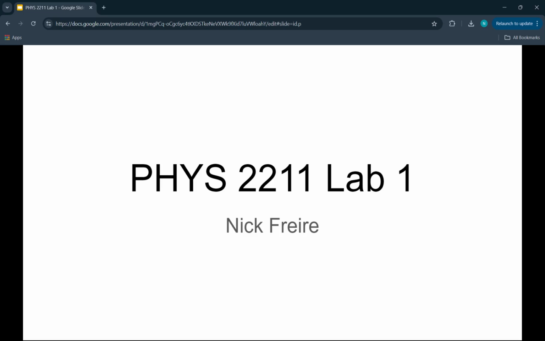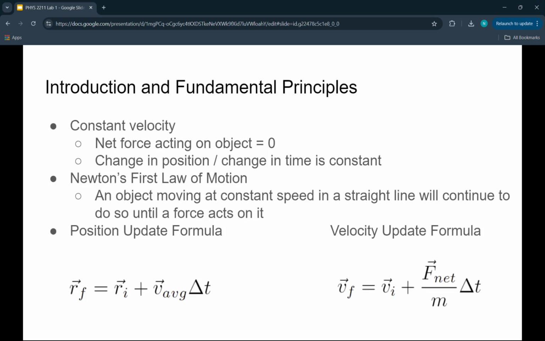Hi, this is Nick Fryer, and today I'm talking about Lab 1, which has to do with constant velocity motion. Before I get started, a quick introduction. There are some key physics concepts that are the basis of this lab.